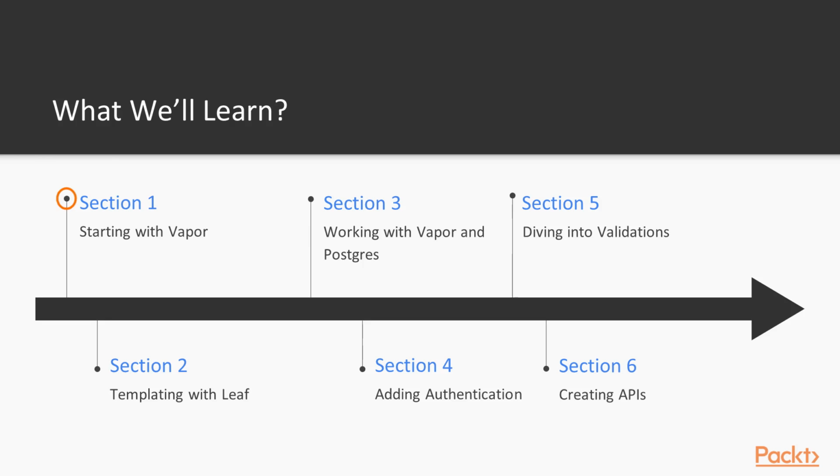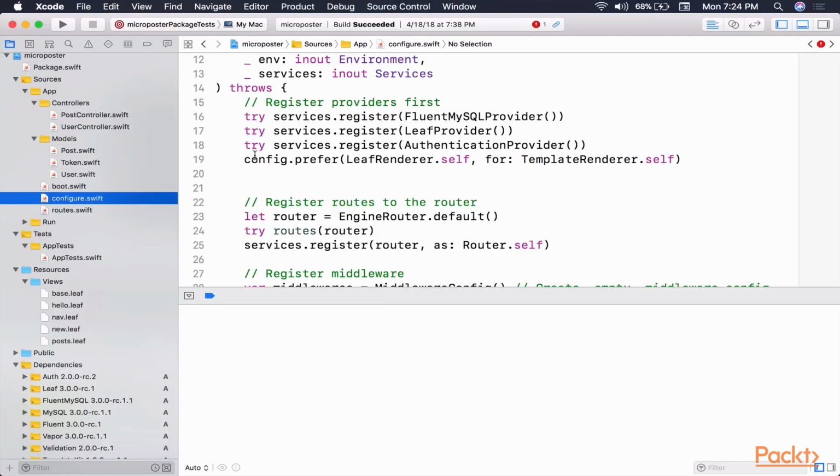In section 1, we're going to create our first application. We're going to learn how to 1. Create an application, 2. Configure that application, and also 3. How to add new dependencies.